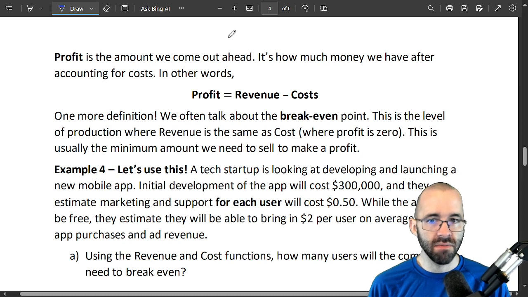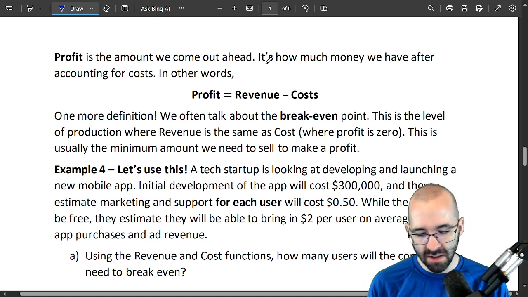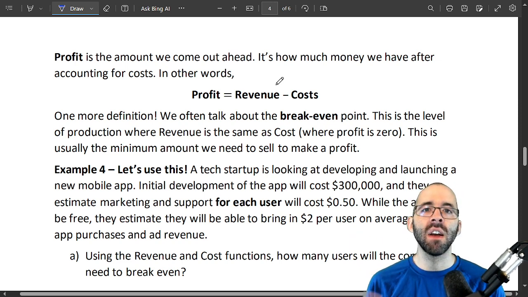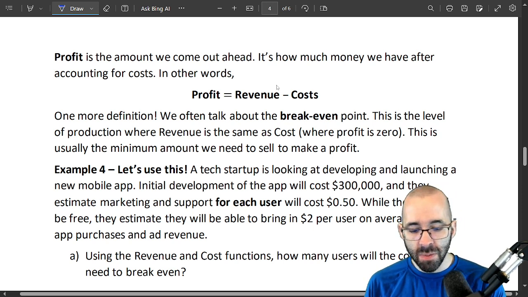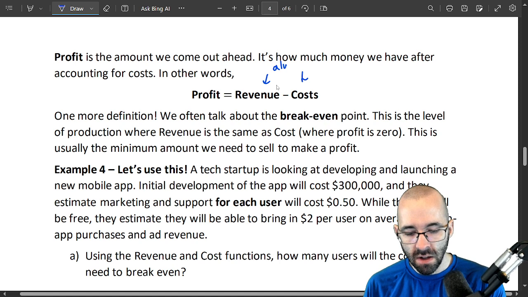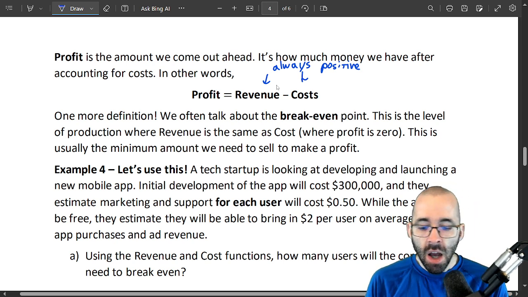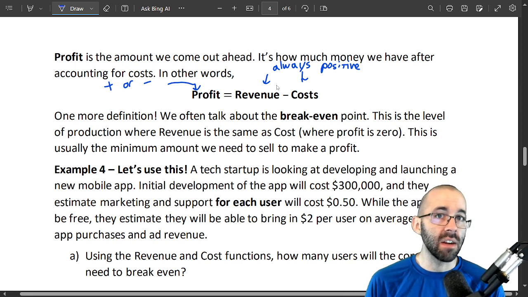Profit is different from revenue, and that's just going to be how far we come out ahead. It's how much money we have after we account for costs. So profit will always be just the difference between revenue and cost. Take your revenue, subtract out your costs, that's profit. Okay. Revenue and costs will always be positive. We're never really going to talk about negative revenue or negative costs. Not really. But profit can be positive or negative.